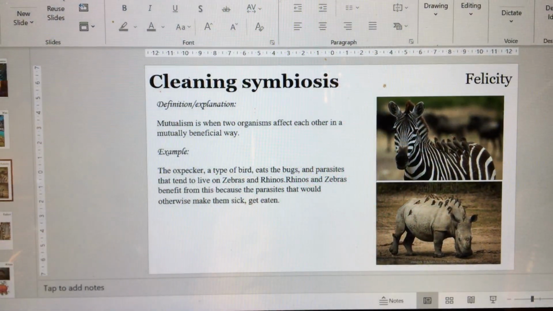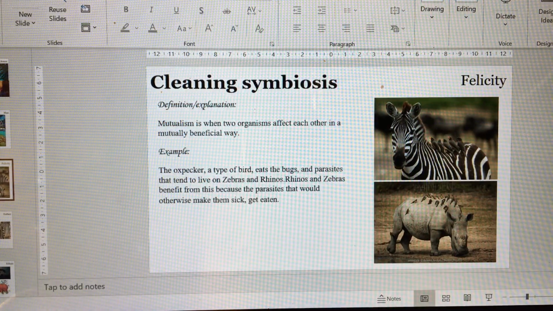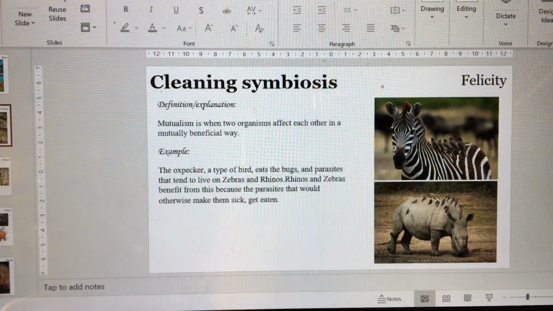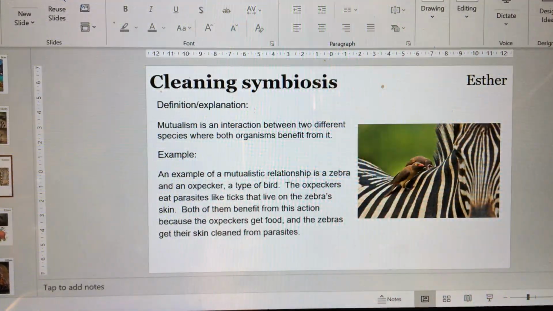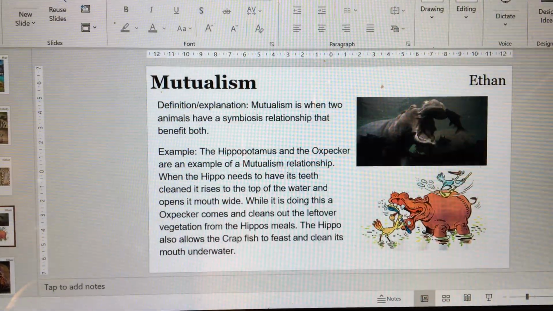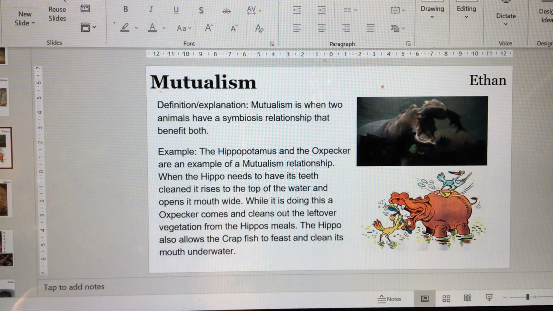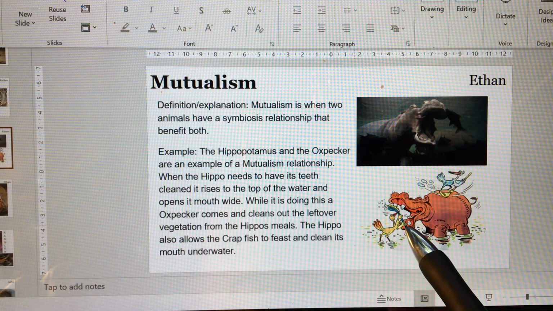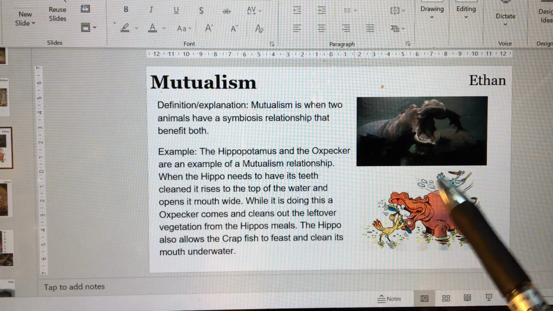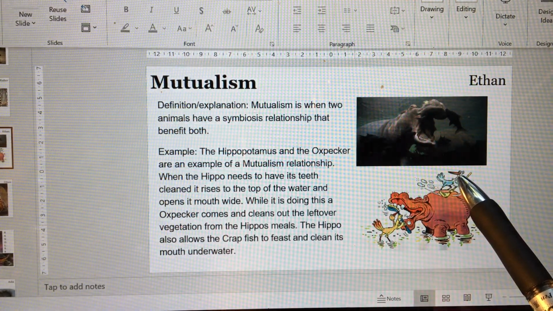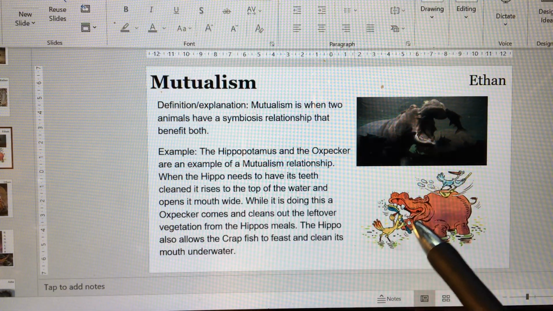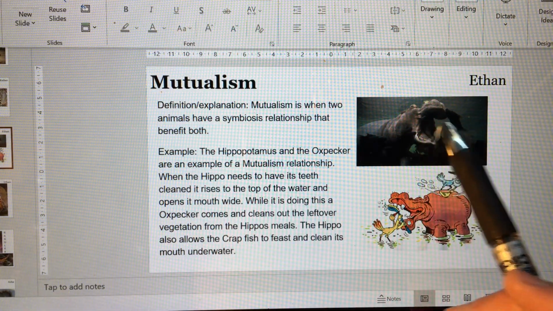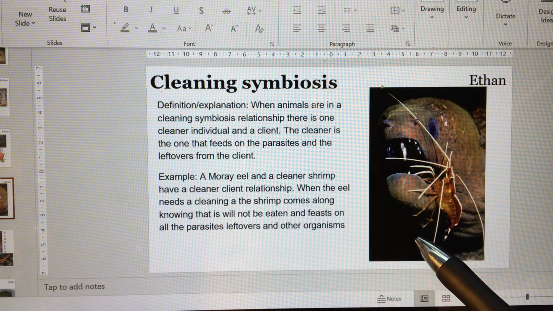So some ones that you guys found, there's an oxpecker on rhinos, zebras, okay? They eat the parasites off of those animals. Here's some more with that bird eating off of those things. Here's one Ethan found, the oxpeckers also help the hippos by cleaning the parasites. So the bird is going to be benefiting because it gets food. The hippo is going to be benefiting because it gets clean. And same thing happens with fish there, okay?